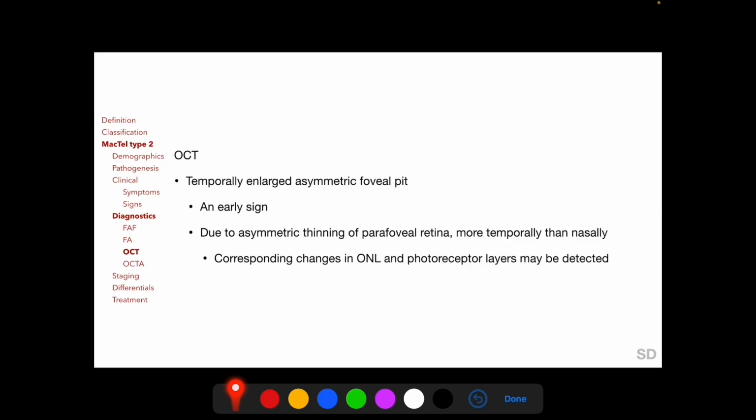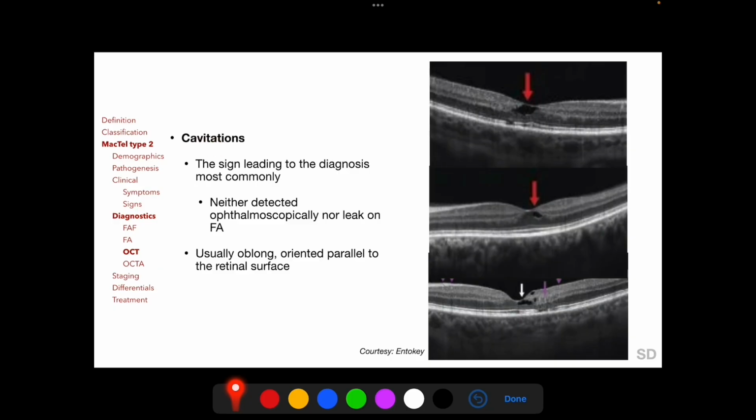On optical coherence tomography, we find a temporally enlarged asymmetric foveal pit early in the disease process due to asymmetric thinning of the parafoveal retina more temporally than nasally. Later, cavitations are found in the retina in the foveal and parafoveal areas, as seen here in these OCT photographs, and cavitations are the sign leading to the diagnosis of MacTel type 2 most commonly, and this is important to remember. These cavitations are neither detected ophthalmoscopically nor do they leak on fluorescein angiography, and these cavitations are usually oblong, oriented parallel to the retinal surface.